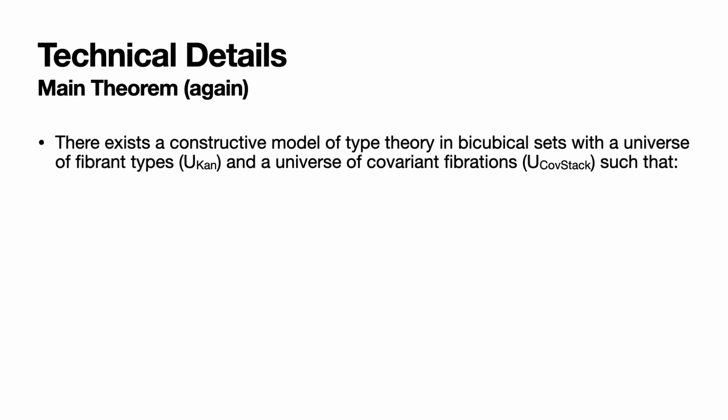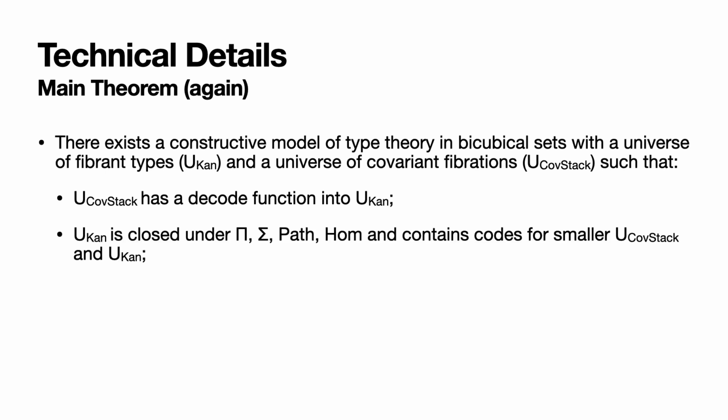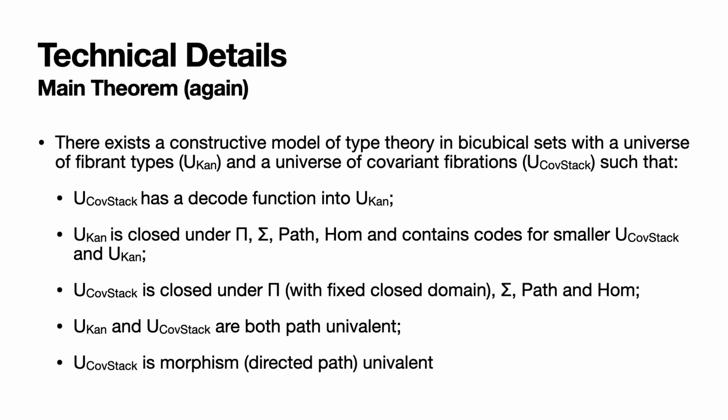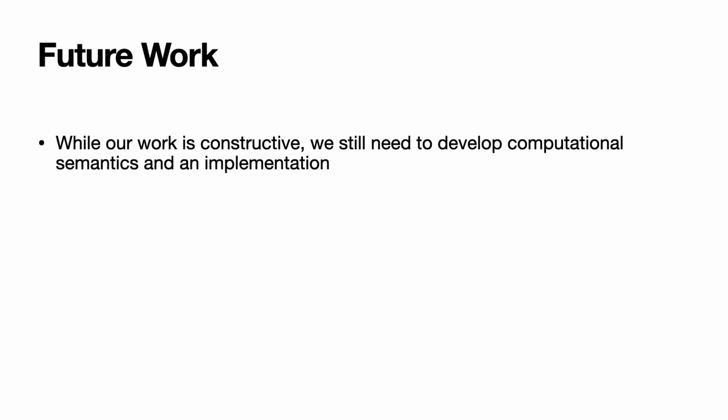So, having done this, we can now look at our main theorem again and see that we have two universes, the Kan universe and the universe of covariant fibrations, which is in particular those that are also stacks. And the universe of covariant stacks, all the types in it are also Kan. The Kan universe is closed under pi, sigma, path, and Hom, and also contains smaller universes of covariant stacks and Kan universes. And the universe of covariant stacks is closed under pi with fixed closed domain. It's closed under sigma, path, and Hom. And again, the Kan universe and the universe of covariant stacks are both path univalent, and the universe of covariant stacks has directed univalence.